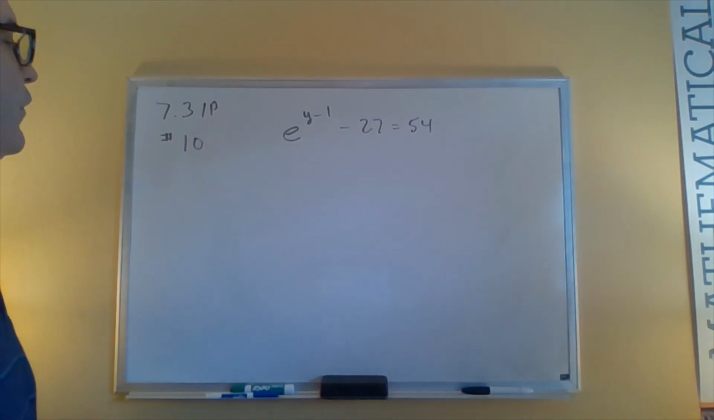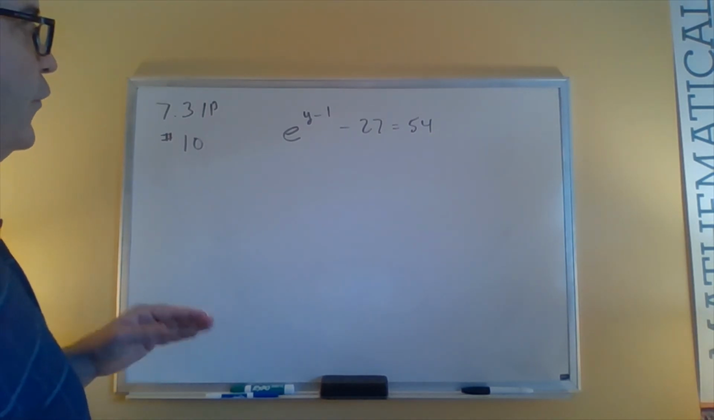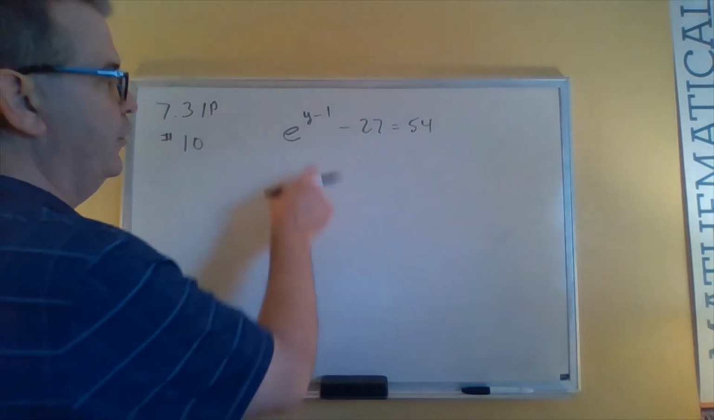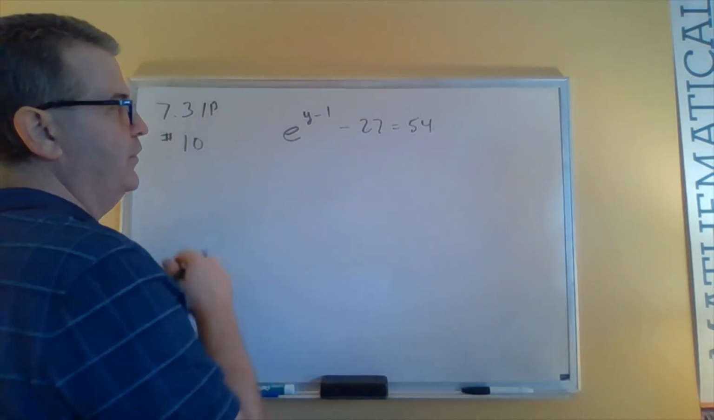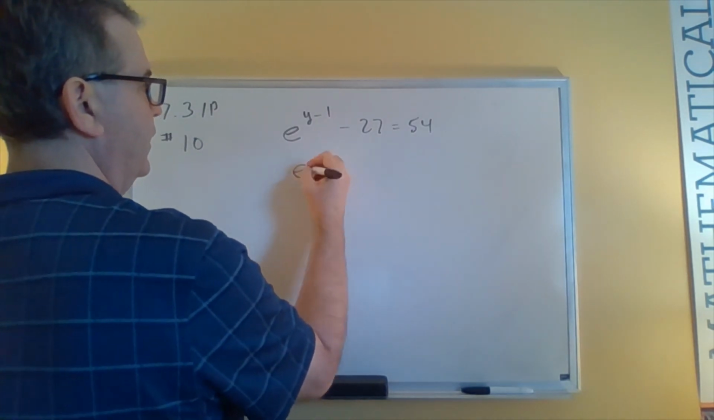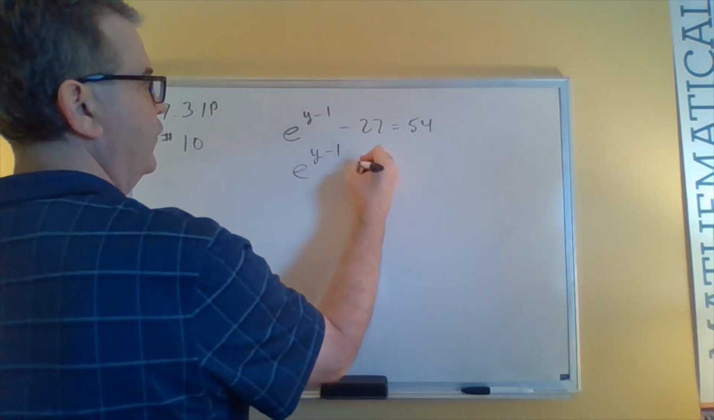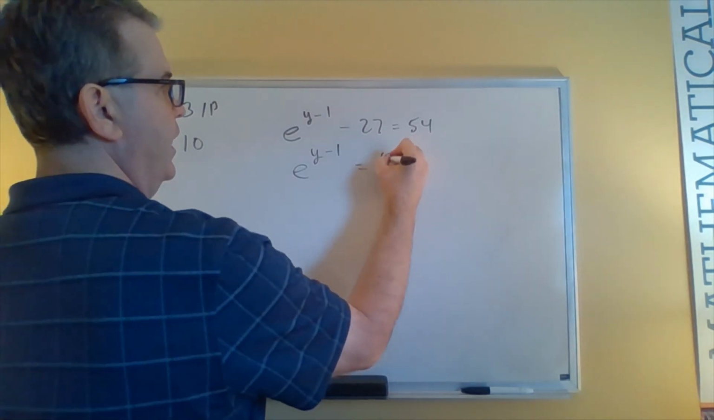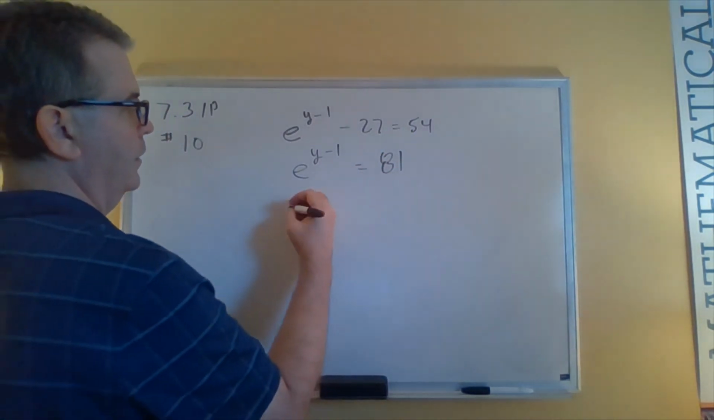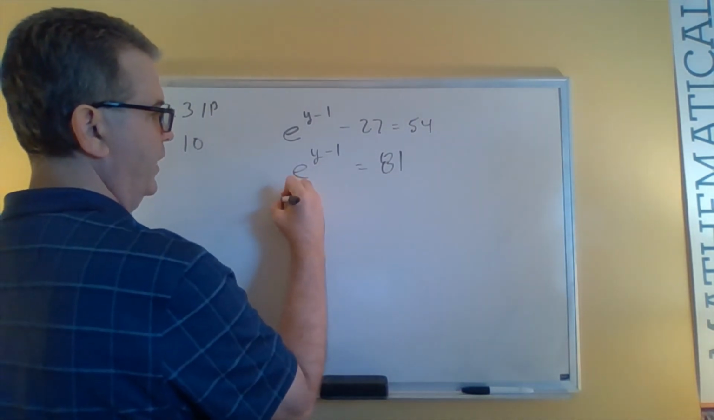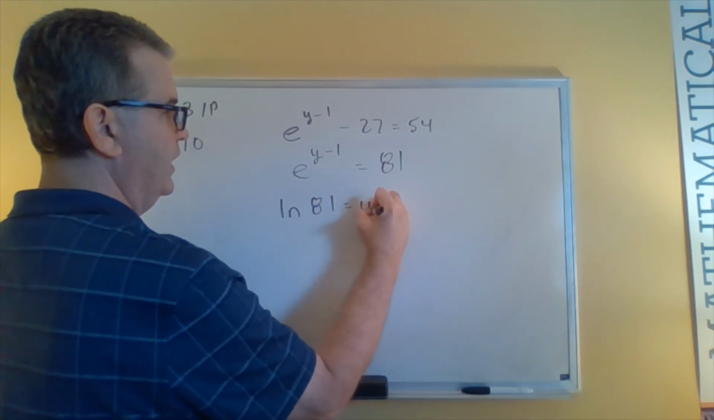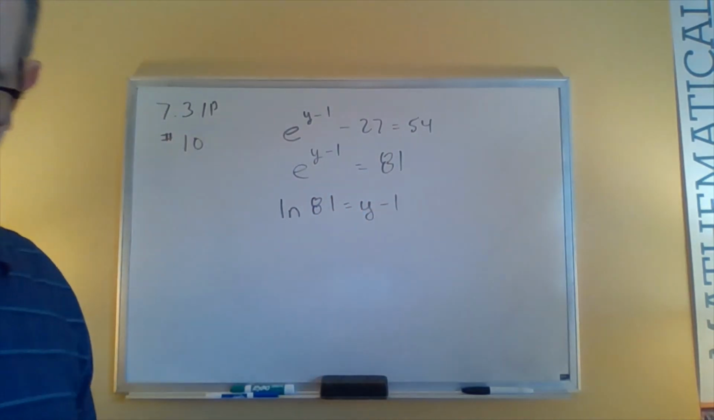Number 10, we have e raised to the y minus 1 minus 27 equals 54. First thing we need to do is isolate our exponential expression over here on the left. So I'm going to add 27 to both sides. I'll get e to the y minus 1 equals 81. Now I'm going to write this in logarithmic form. So I'm going to have the natural log of 81 equals y minus 1.